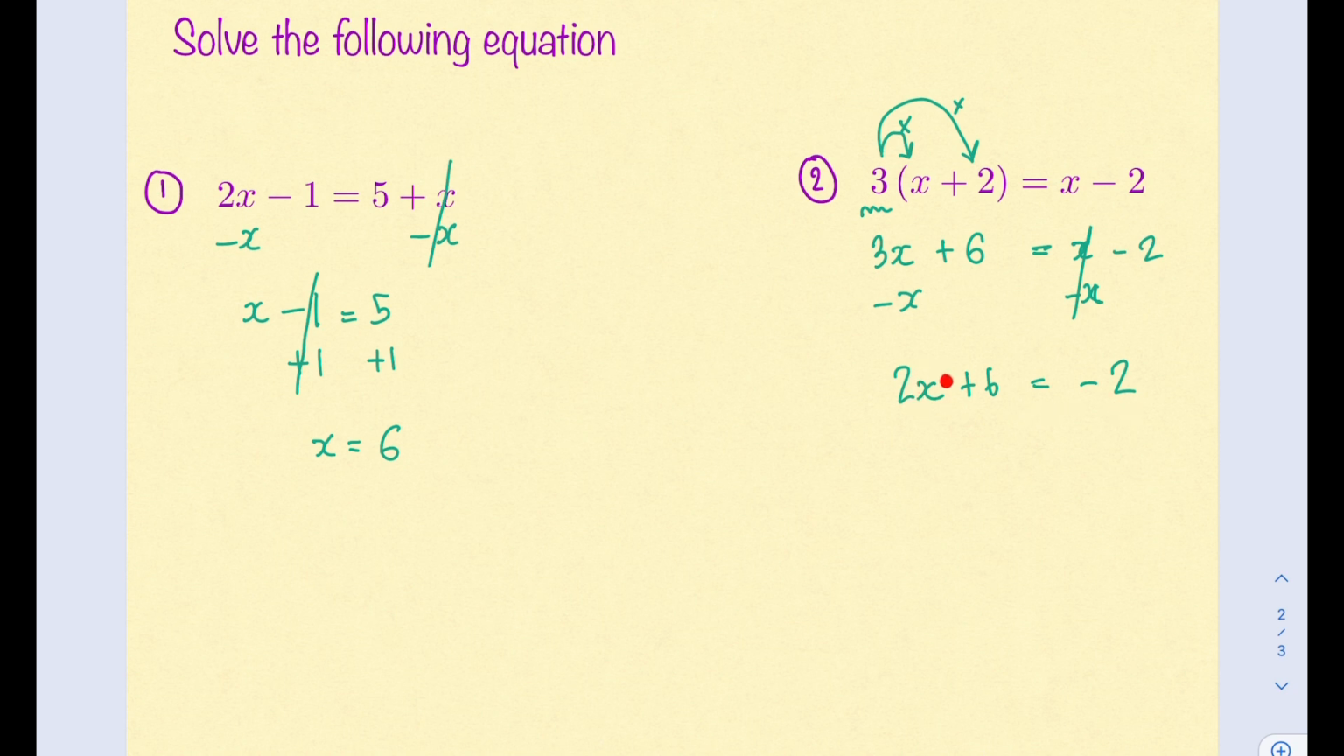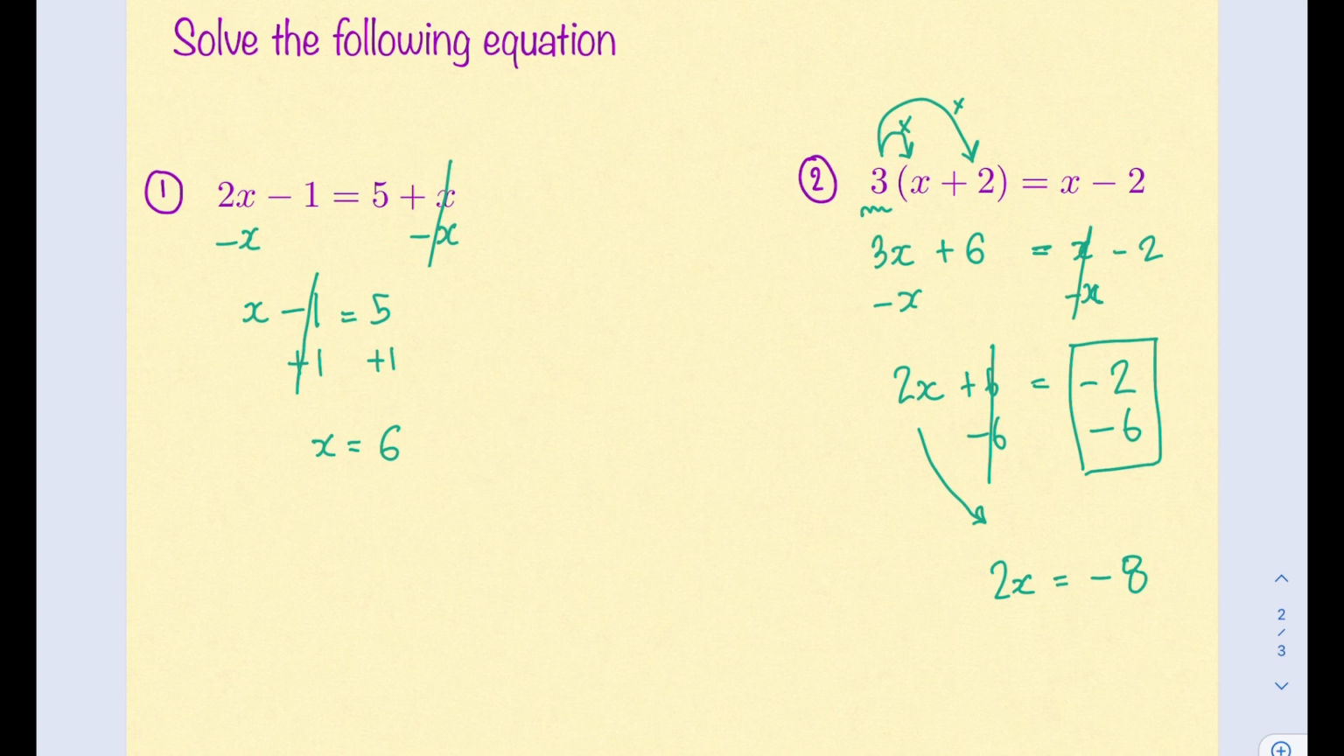In order to find the value of x, we will need to get rid of the plus 6 and the times 2 by using the inverse operations. Let's start by getting rid of the plus 6. The inverse of plus 6 is minus 6, so minus 6 from both sides. Plus 6 minus 6 is 0, so cross it out. I'm left with the 2x on the left-hand side. The equal sign moves down, and on the right, negative 2 minus 6 equals negative 8.